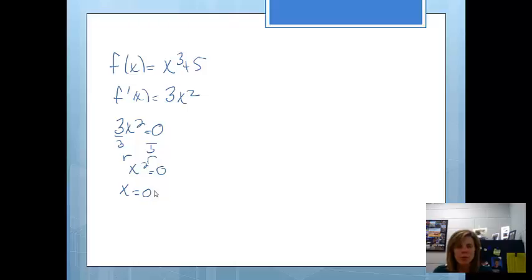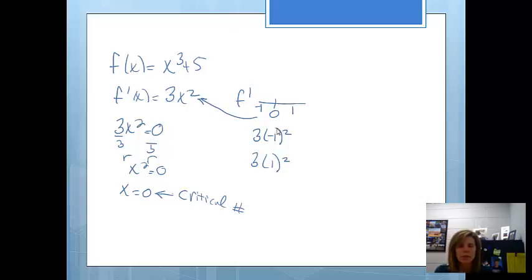The next thing I'm going to do, so this was my critical number. All right, so we're going to make an f prime chart. We'll put 0 smack dab in the middle, and then we just need to pick numbers to test on either side. A number less than 0 would be negative 1, a number greater than 0 would be 1, and again, it doesn't matter what numbers you pick as long as they're less than 0 and greater than 0. I will go into the derivative, so I'll plug negative 1 into the derivative, and then I'm going to plug 1 into the derivative. When I do that, 3 times negative 1 squared is a positive number, and then down here, 3 times 1 squared is also a positive number.